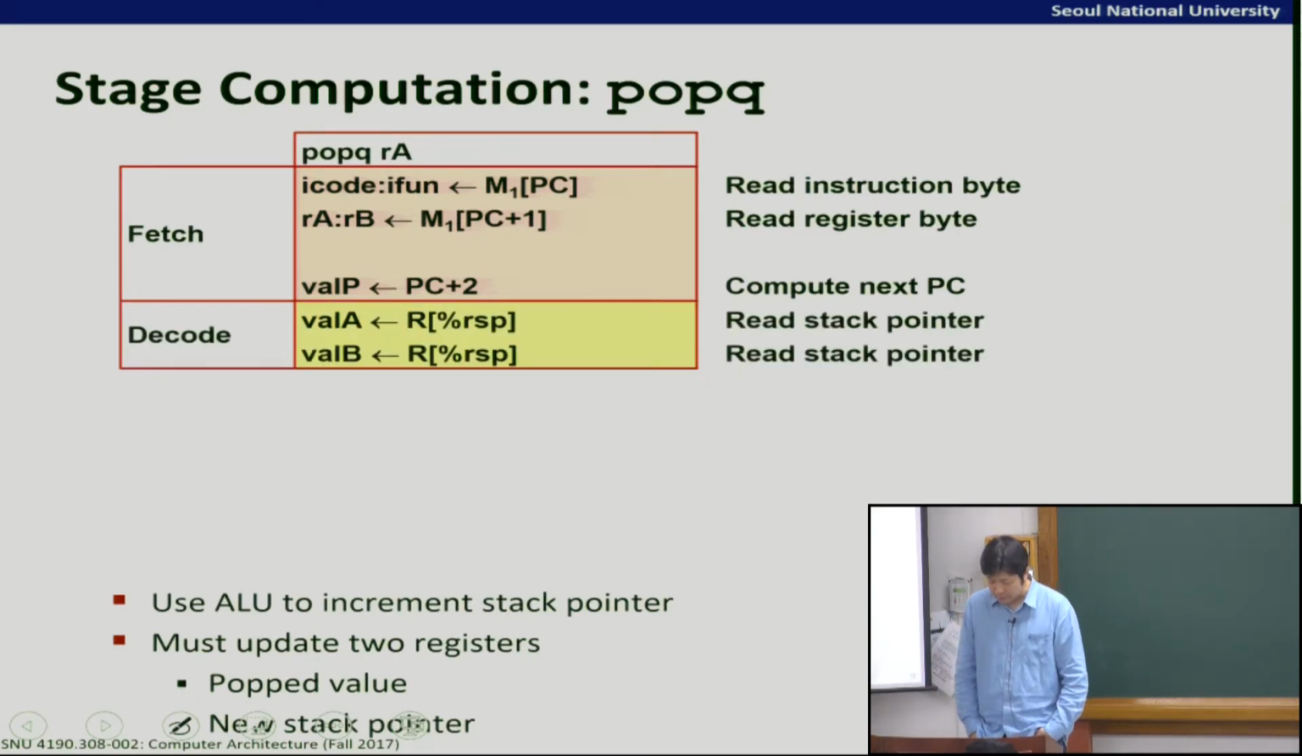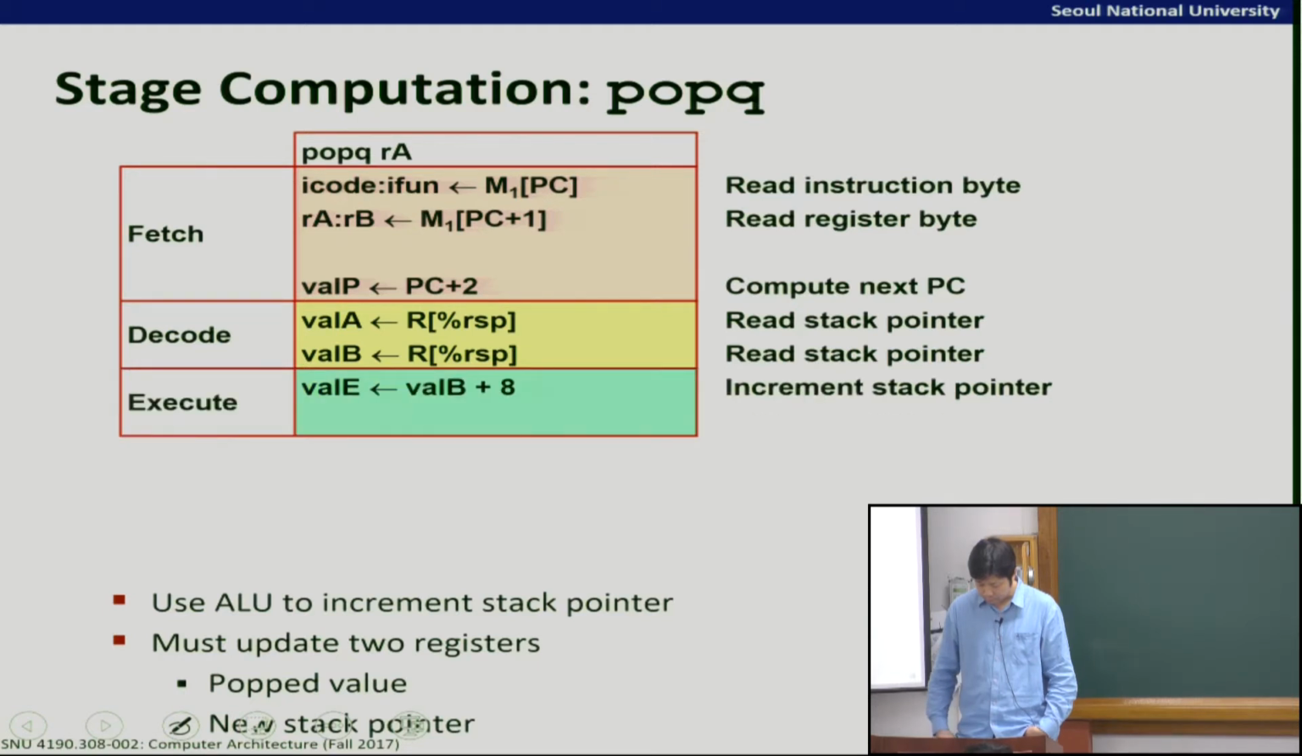And in the decode stage, let's say you read 2 copies of the same stack pointer, because we need to update the stack pointer and also read the value from the stack pointer. You read basically the same register, because we already have 2 read ports in hardware, so it doesn't matter. You can simply read them twice using 2 ports. So val A and val B will have the same value taken from the stack pointer.